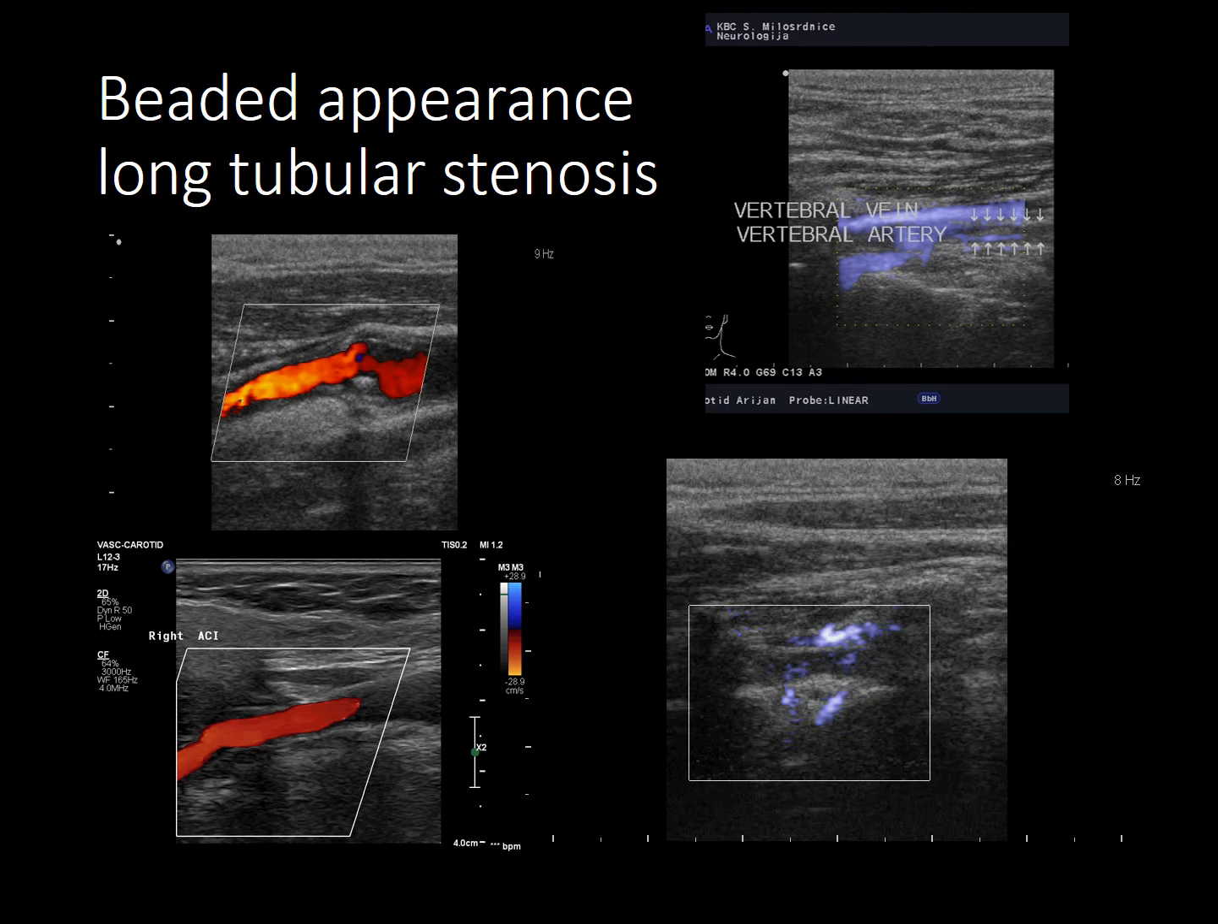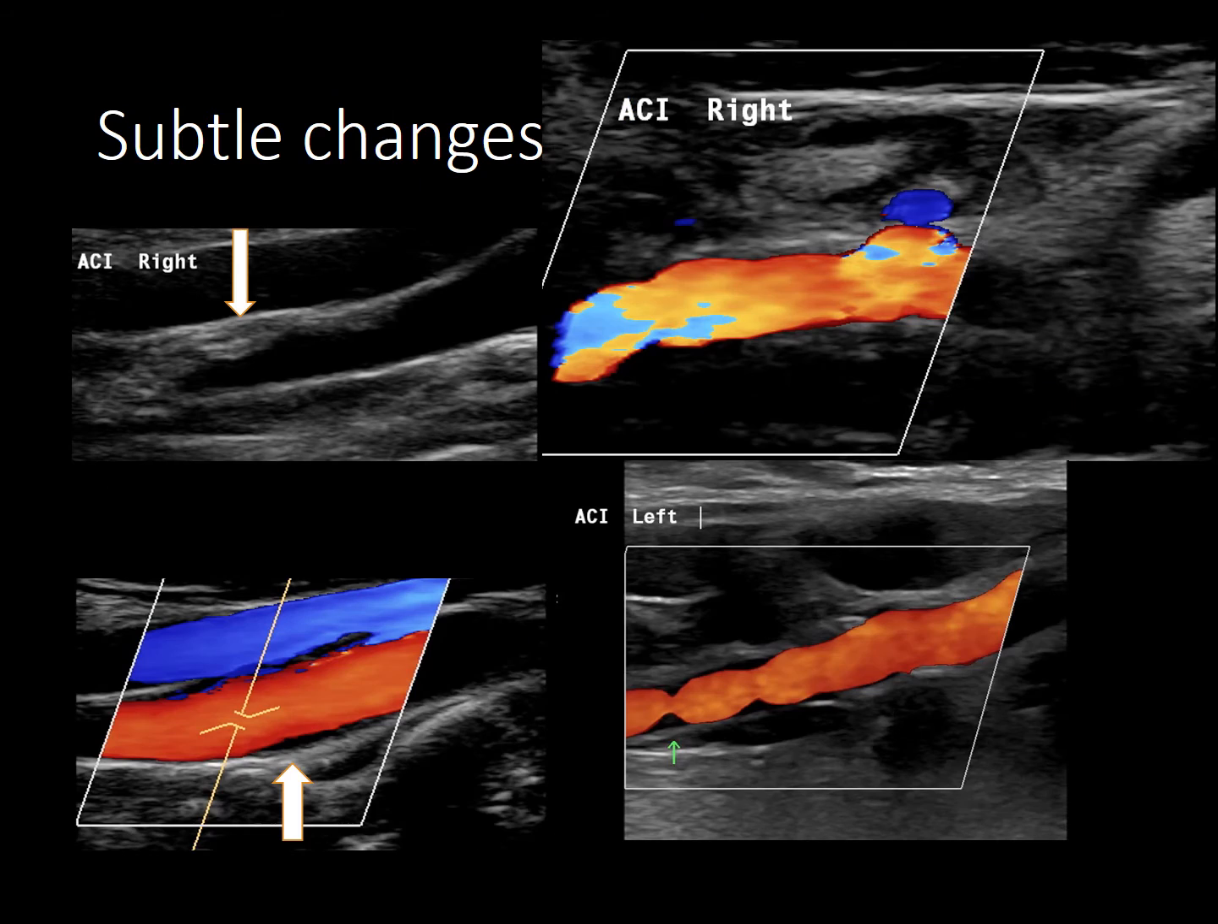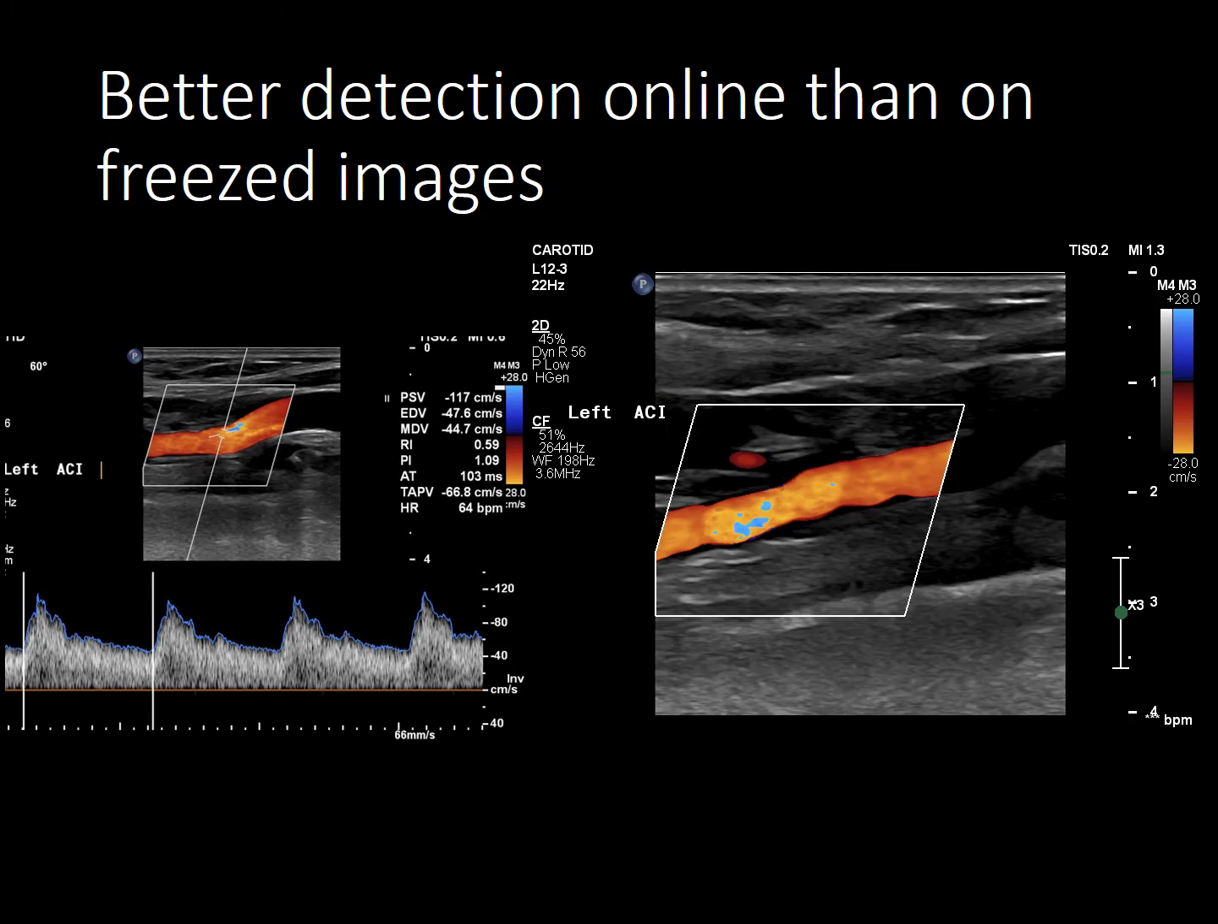So it can be, you see here, a beaded appearance, or on the right, long tubular stenosis. But there also may be subtle changes, like a beaded appearance and multifocal changes on the right. Also some findings in the bifurcation.